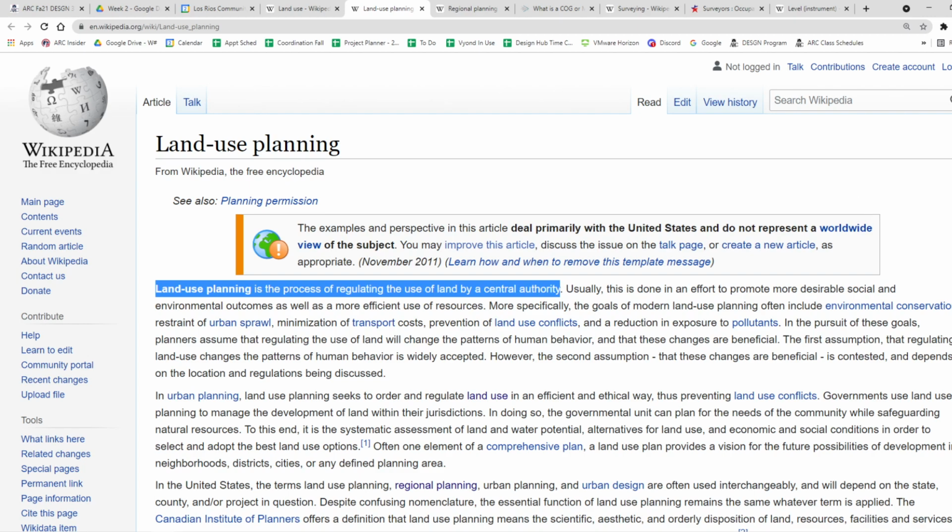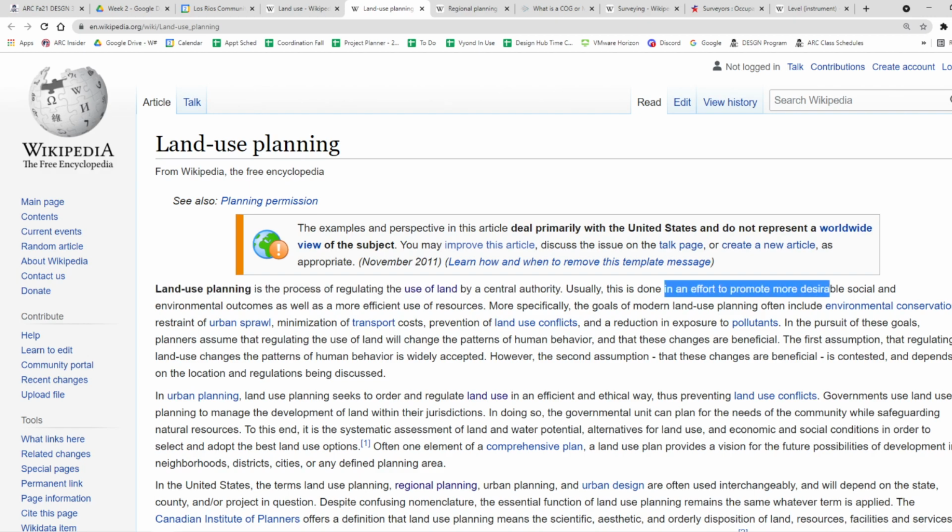Now, here's the cool part. In an effort to promote more desirable social and economic outcomes, as well as more efficient use of resources. Well, now we could put 20 people in a room and have 40 ideas about what that means or what's best for that. Desirable social outcomes, desirable environmental outcomes, more efficient use of resources.